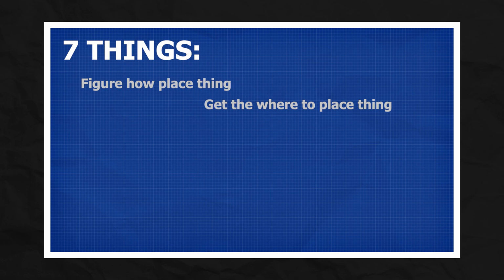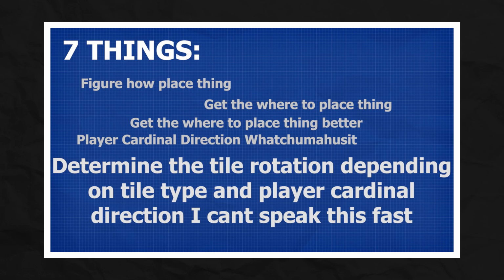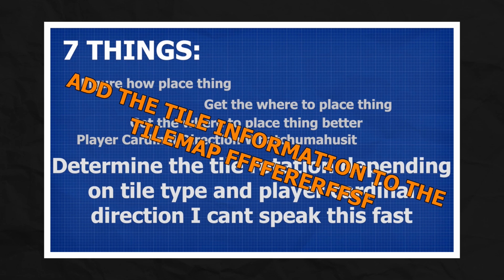Second, get the block the player is looking at. Third, find the nearest tile on the tile map to that block. Fourth, get the player rotation and convert it to a cardinal direction. Fifth, determine the tile rotation depending on the tile type and player cardinal direction. I can't speak as fast. Seventh, add the tile information to the tile map, just place it.